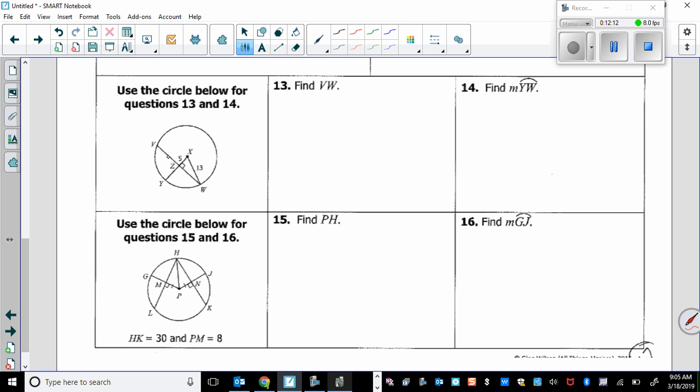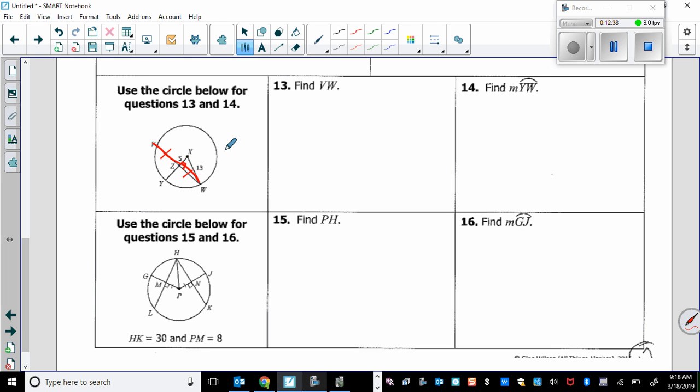VW is the whole thing. So we know the chords are going to be bisected in half, right? This is going to be congruent to this. So the whole thing, if I can find ZW, then I can double it to find the whole thing. So as you can see, this gives you a right triangle.